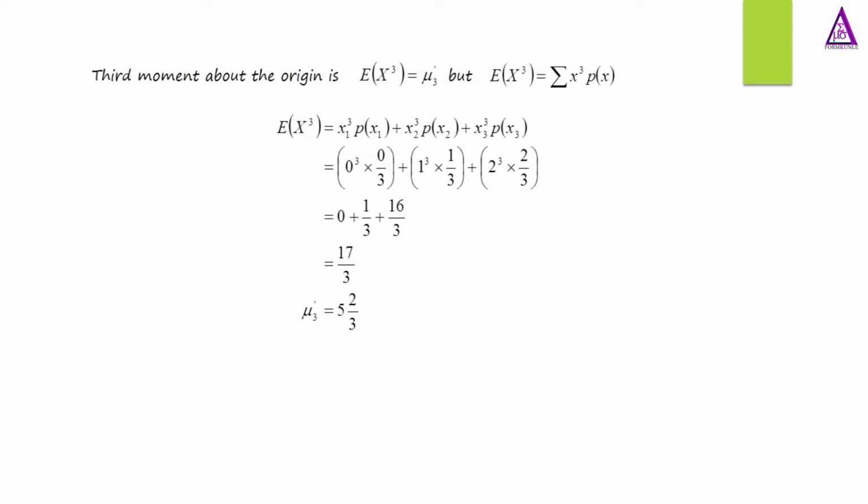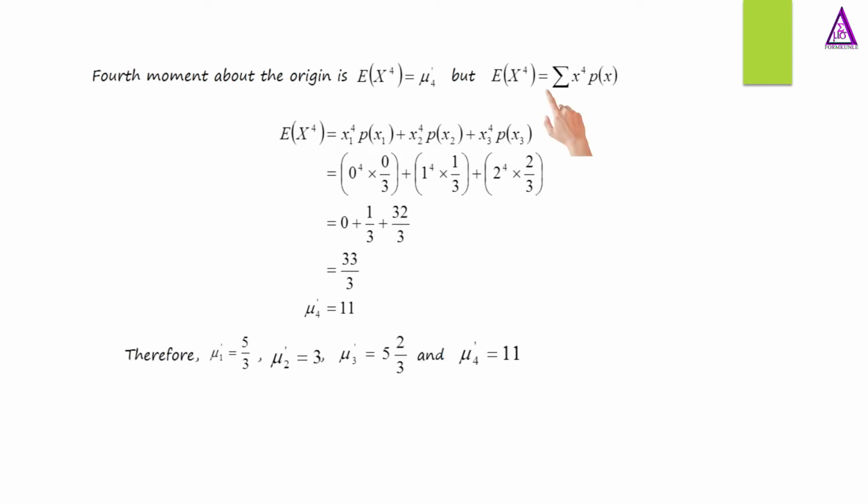The third moment about the origin is the expected value of x raised to power 3, equal to x1 raised to power 3 p(x1) plus x2 raised to power 3 p(x2) plus x3 raised to power 3 p(x3). It gives us 0 raised to power 3 times 0 divided by 3 plus 1 raised to power 3 times 1 divided by 3 plus 2 raised to power 3 times 2 divided by 3. It gives us 0 plus 1/3 plus 16/3, which is equal to 17 divided by 3. And the third moment about the origin gives us 5 and 2/3.